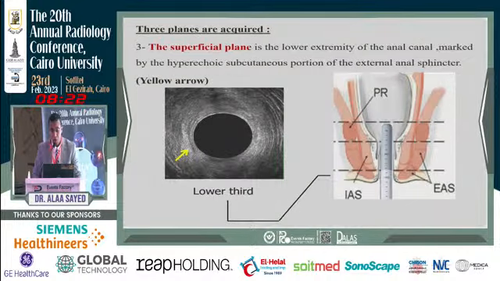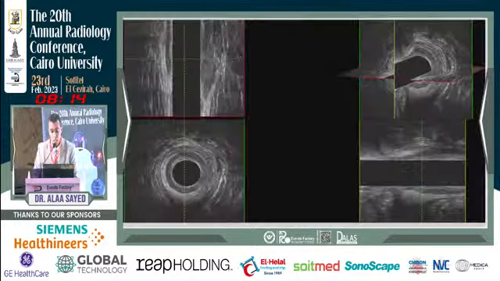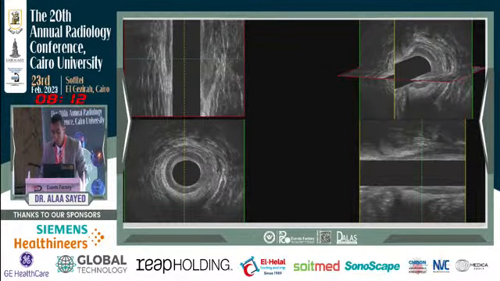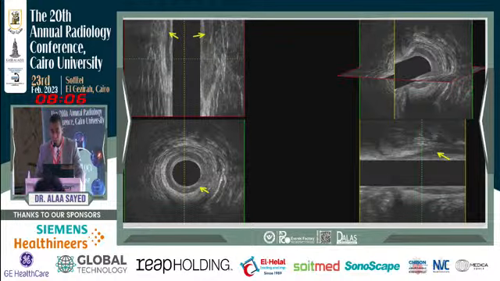Superficial plane is the lower extremity of the anal canal, and it's marked by the hyperechoic subcutaneous portion of the external anal sphincter in yellow arrow. This is an example of the post-processing reconstruction of the axial ultrasound images into coronal and sagittal, with the yellow arrows pointing at the hypoechoic internal anal sphincter, the blue arrows pointing at the external anal sphincter, and the green arrow pointing at the puborectalis.